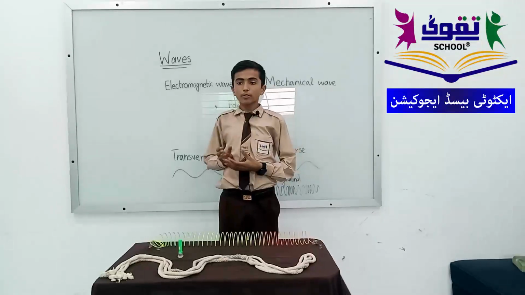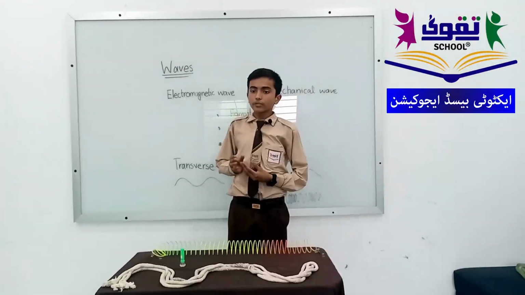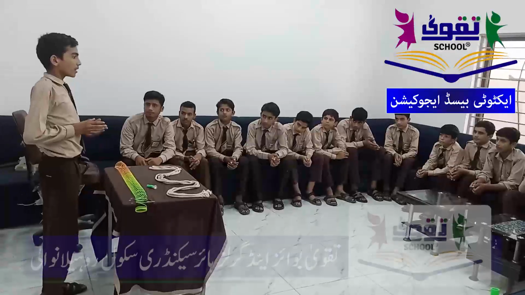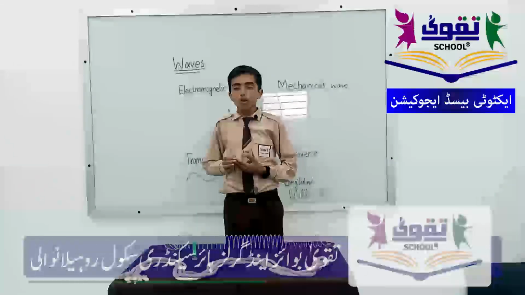The time required to produce one complete wave is called the time period of the wave. It is denoted by capital T. The time period is measured in seconds. The time period is the reciprocal of the frequency and its formula is total time over number of waves.